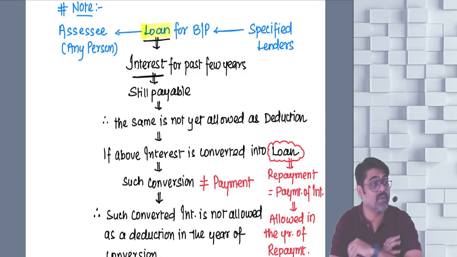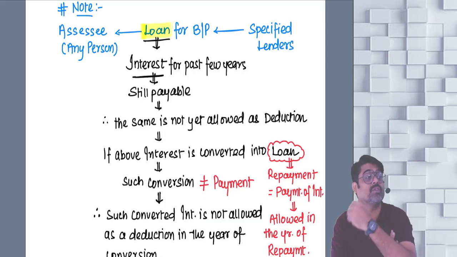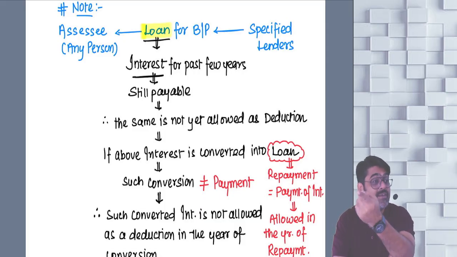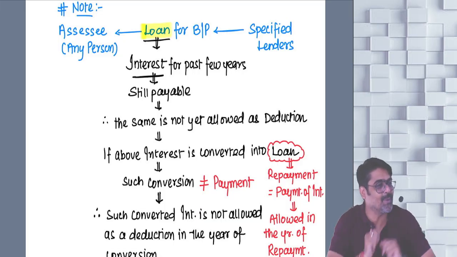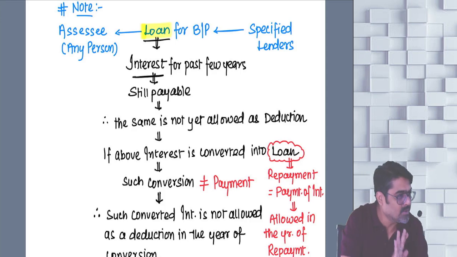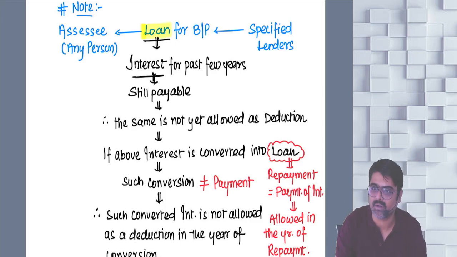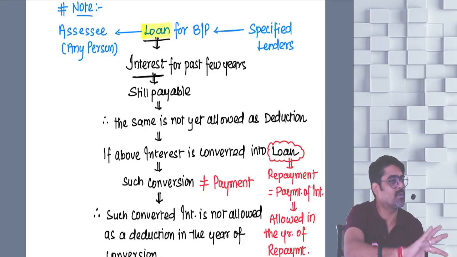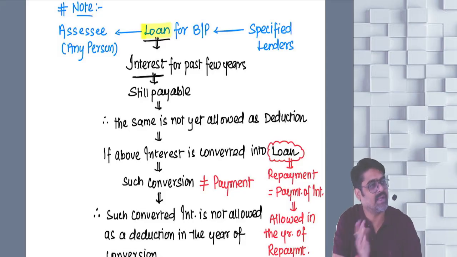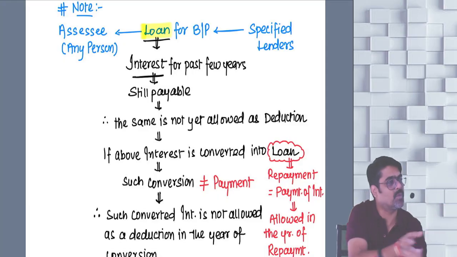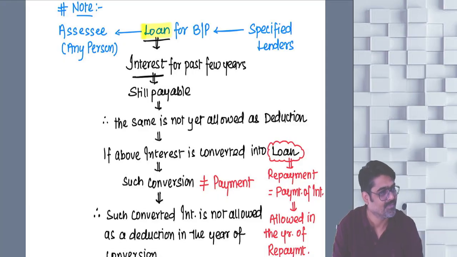Sometimes at the time of rescheduling of the loan, what happens is that the interest which was remaining, the last 3 years interest which was pending, even that gets converted into a loan. So the bank will tell you that don't pay this remaining interest also. Yes or no? This interest also is converted into a loan. Pay this in the form of loan in small parts. Can your interest be converted into loan?